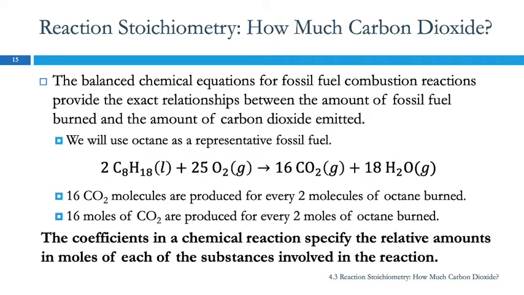So getting back to our discussion of climate change and combustion of fossil fuels, we can write a balanced chemical equation that represents fossil fuel combustion. Now, fossil fuels are a mixture of lots and lots of different compounds, so we have to do some approximating here. So we're going to use octane as a representative fossil fuel.